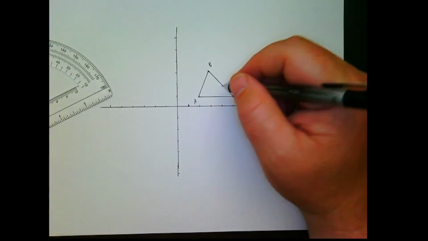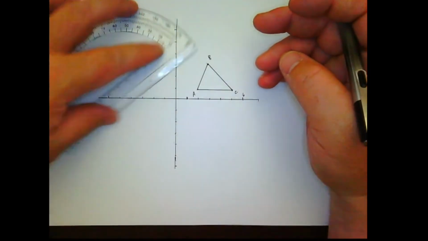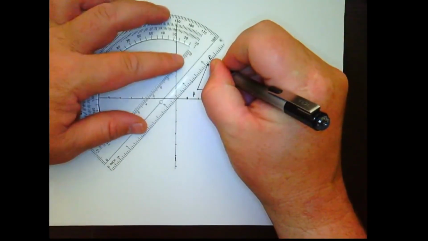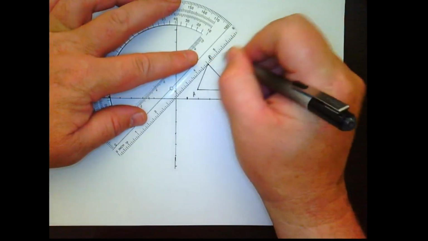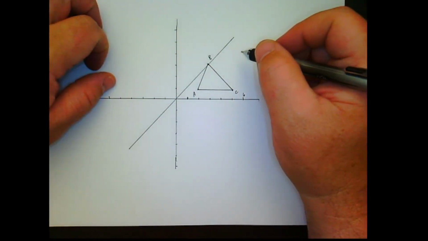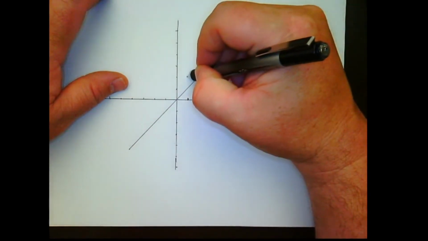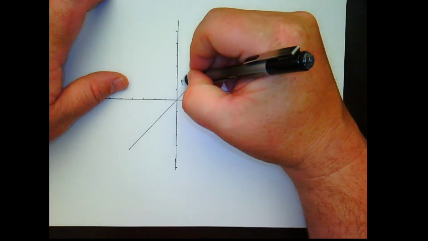Now part C, which is worth 2 points in and of itself, says draw the reflection of ABC across the line y equals x. Since that's 3, 3, I know that's on my line y equals x, and it's going to go right through the origin. So I just got to reflect it, so I'm going to go straight across. So that's going to be A1.